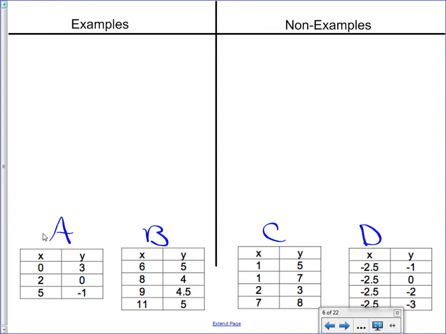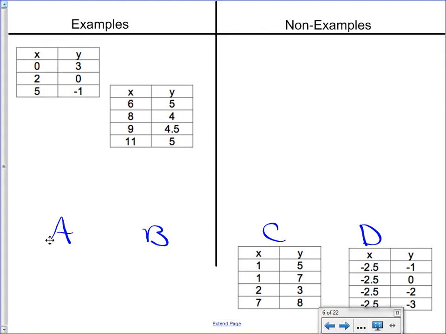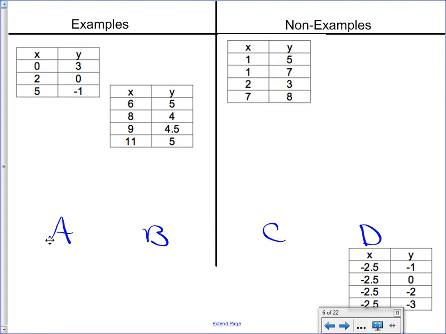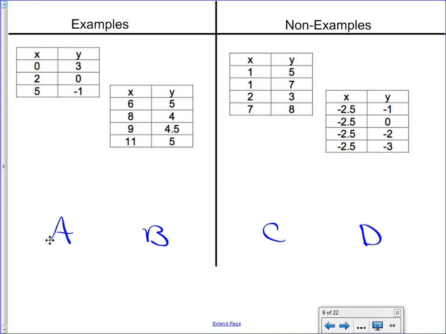Okay, what do we think? A, is it a function or not a function? It is an example of a function. How about B, is it a function or not a function? It is a function. The x values are only used once. What about C? I have a duplicate. What about D? It's a duplicate. Okay?